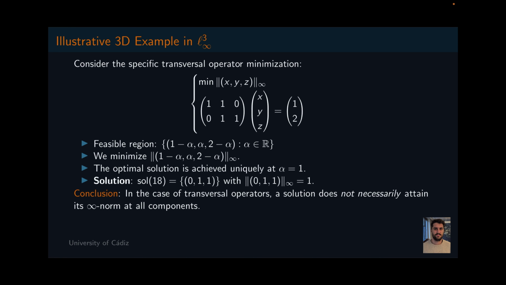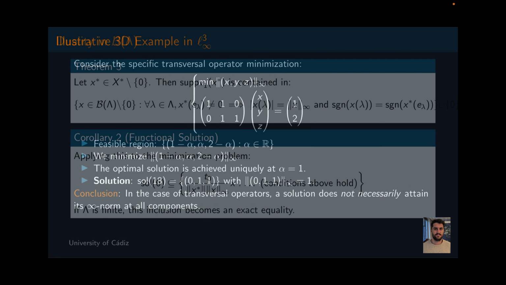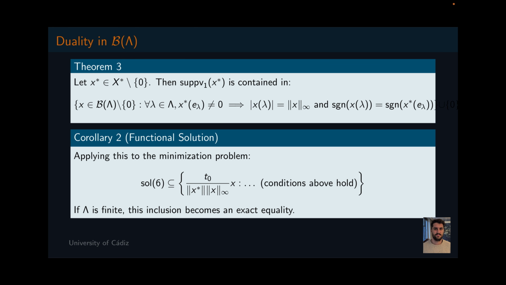It only attains the maximum value of 1 at the y and z coordinates. Rounding out the theoretical section of our presentation, Theorem 3 and Corollary 2 provide us with strict, uncompromising duality results. Theorem 3 explicitly defines the supporting vectors of any bounded linear functional x star on the space V of lambda. It demands a strict sign matching condition.